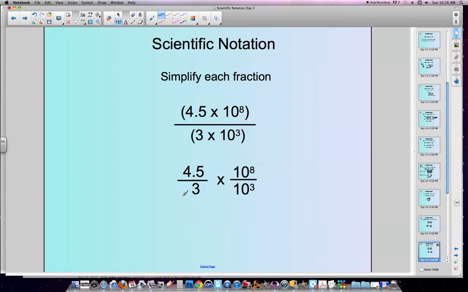Now that we have this, we just simplify the fractions, right? 4.5 over 3. Well, how many times will 3 go into 4.5? That goes in 1 time with a remainder of 1. We go over to our tenths, and it goes in 5 times. So we have 1.5 times 10 to the 8 minus 3 is 5. And that's it.